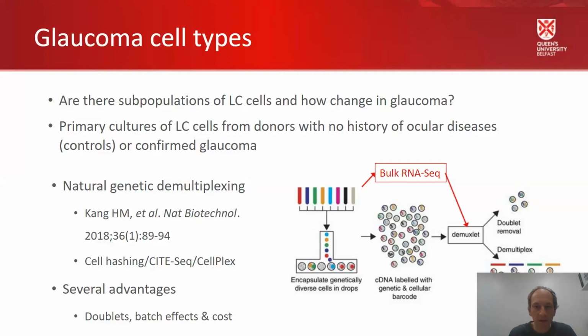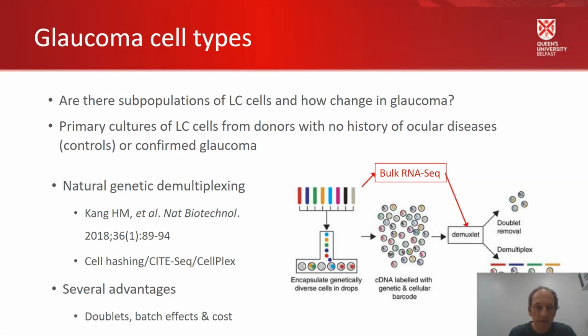And then whenever we do the sequencing, as well as counting the number of genes, we can also look at the SNPs that vary between the different individuals. We also perform bulk RNA-Seq from the same samples so that we knew which SNPs related to which individual. And this allows you to demultiplex the sample on the bottom right-hand side there.